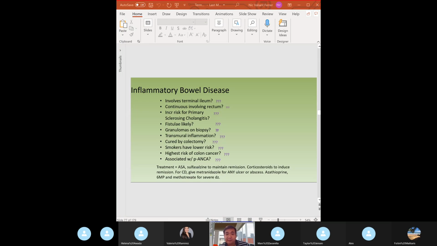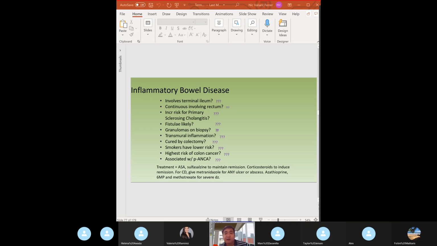It involves the terminal ileum. What are we thinking? Would it be more like Crohn's? Excellent, Crohn's. So it can also mimic appendicitis, okay? What else? Iron deficiency for Crohn's, okay?